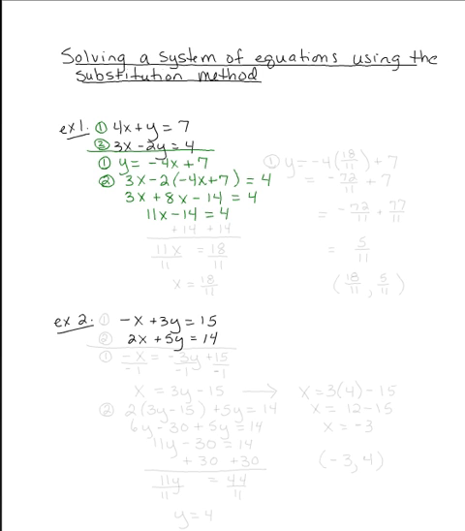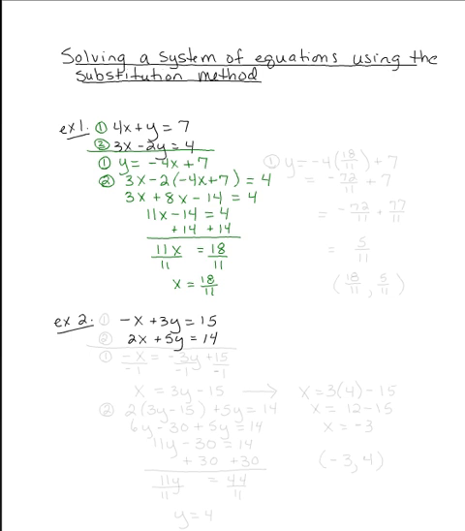Next step to solve your equation, you want to bring the 14 over. Since it's negative, it's now going to become positive. Drop the 11x. And then 4 plus 14 is 18. Now we want to divide both sides by 11. And x equals 18 divided by 11.